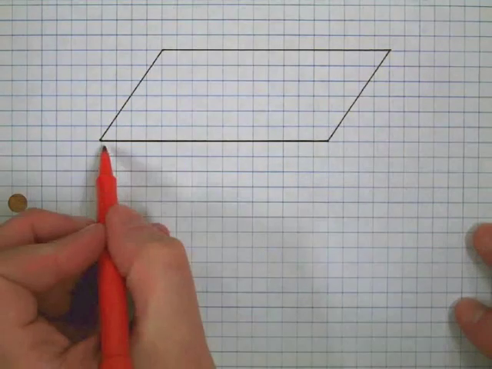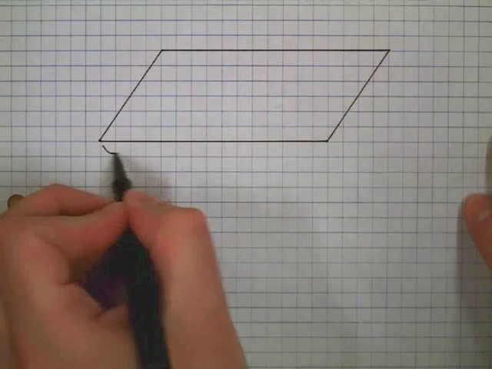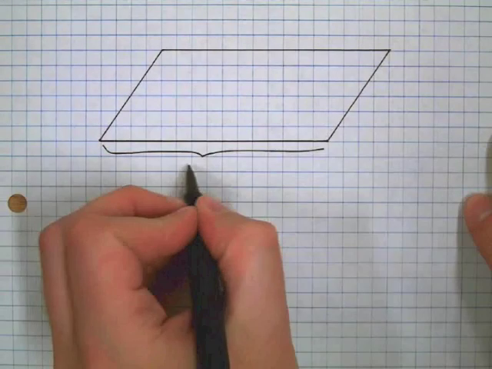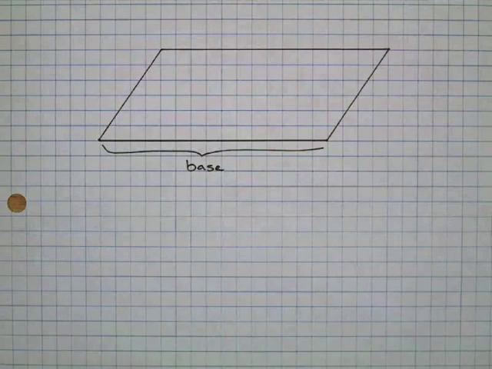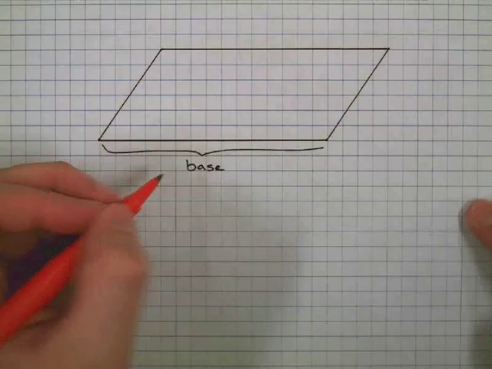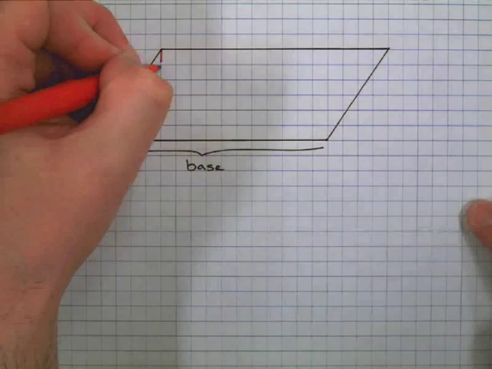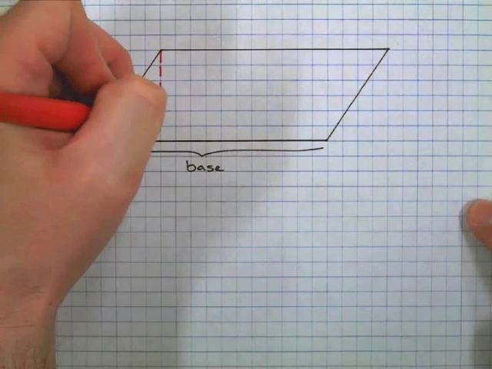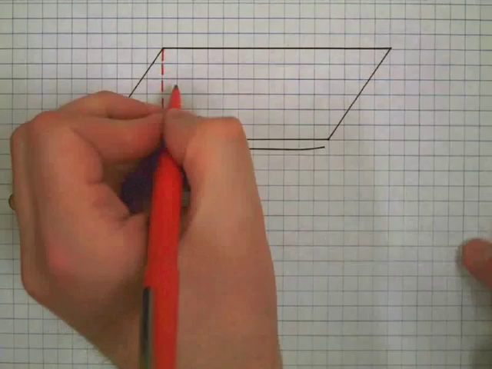So we can say that here we have this distance down here. We're going to refer to this as our base. And on a rectangle, we'd probably just refer to that as our length. We also need to then find our height, or our width. And here, this distance from our base up to this point here, this is our height.